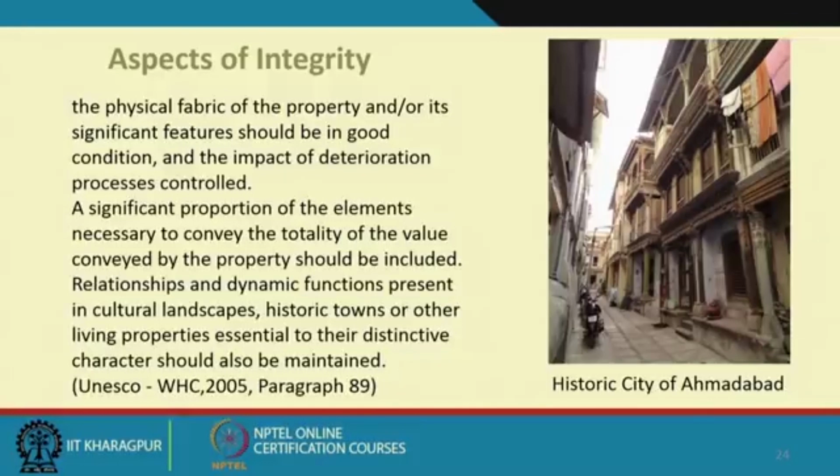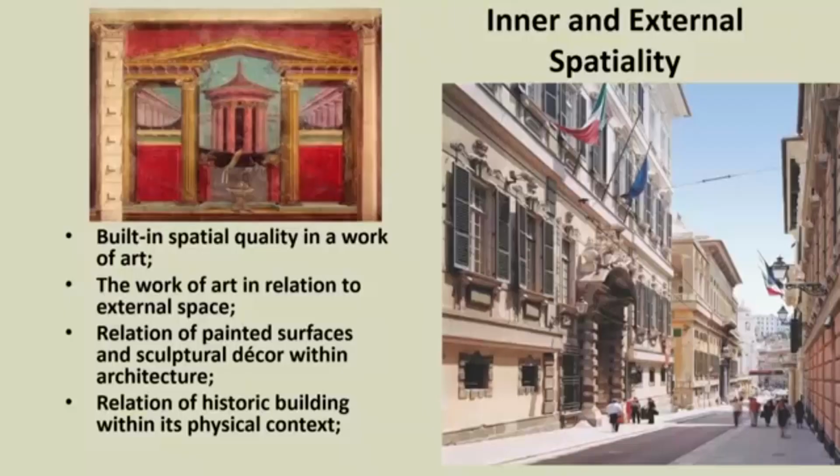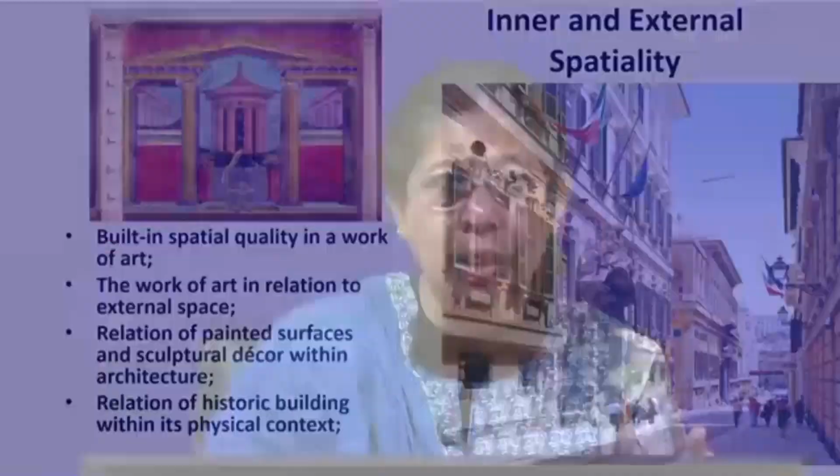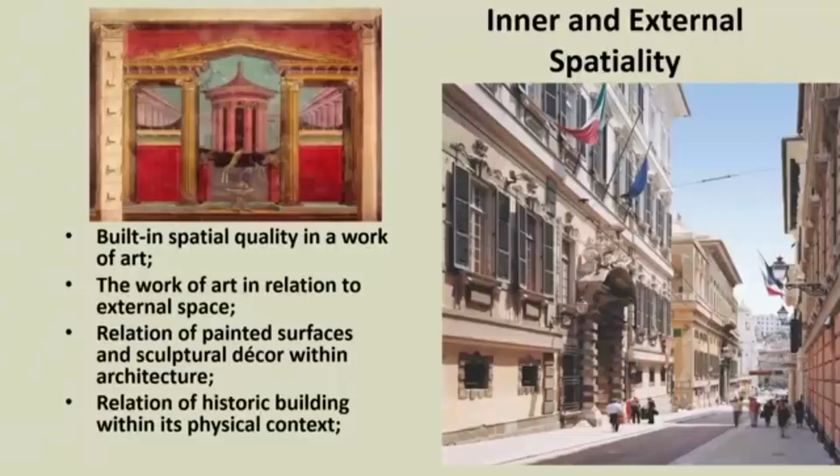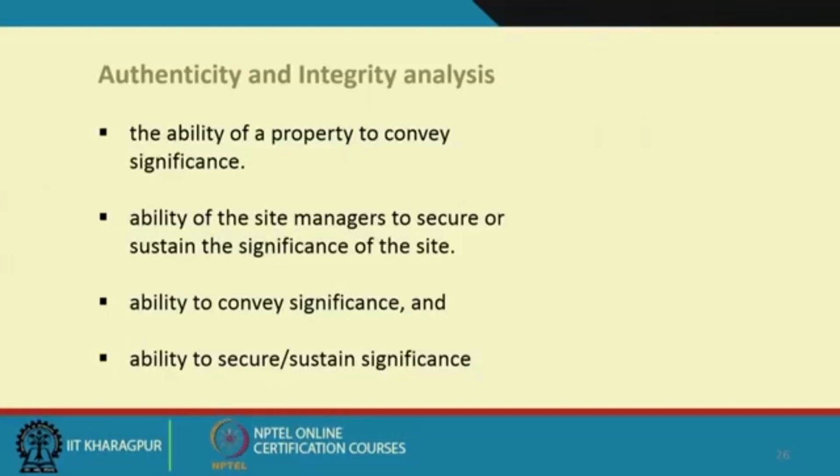And if that is not maintained, then it will jeopardize the value for which it has been ascribed as a World Heritage Site. There is an internal and external spatiality. For example, in a painting there is a built-in spatial quality of the work of art, and its relation to the external space: the relation of the painted surface to the architecture, the relation of a historic building within the context of the street, the movement, the part of the streets and other things. So these are important parts of the spatial aspects of integrity.